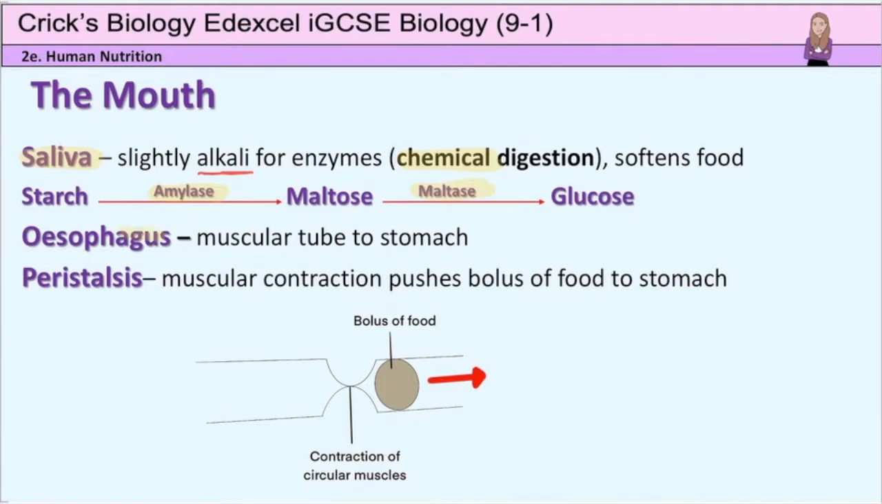The esophagus is a muscular tube which carries food from the mouth down to the stomach. This process is assisted by peristalsis, which is the contraction of the circular muscles of the esophagus behind the food, and this pushes the bolus of food down to the stomach.